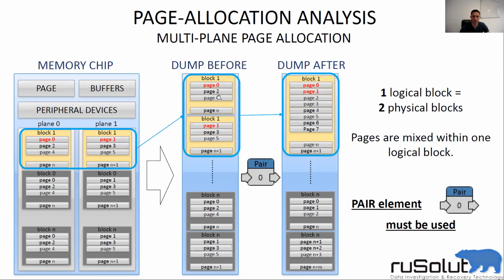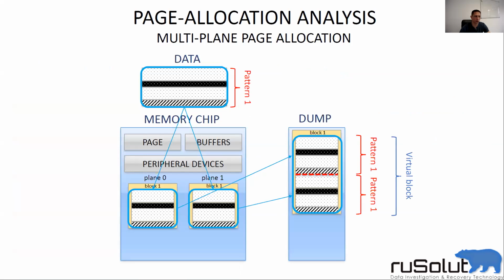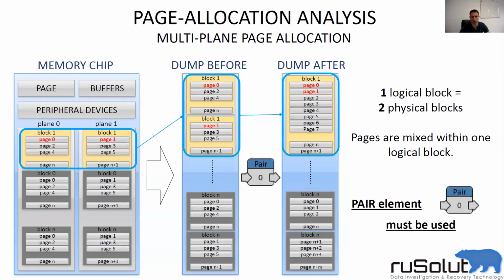Okay, so this is what happens when we have one memory chip, 2 planes, and multi-plane page allocation. Now let's see how we detect if multi-plane page allocation was used or wasn't used. Just let me ask you if everything is clear until now. Okay, great. Now let's see, how can we understand, should we use pair or shouldn't we? Of course, we know that we should use pair if multi-plane page allocation was used. But how to see this multi-plane page allocation? How can we understand that?